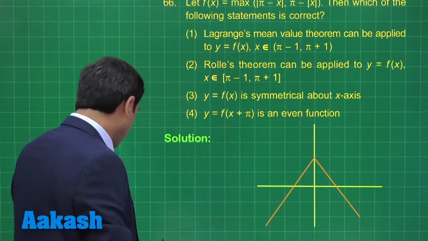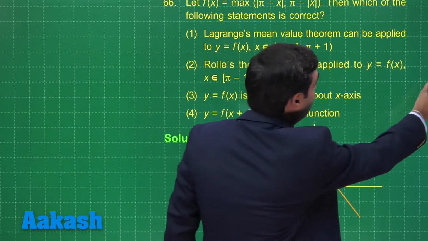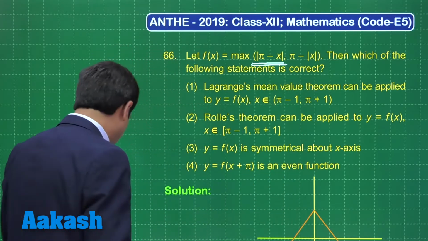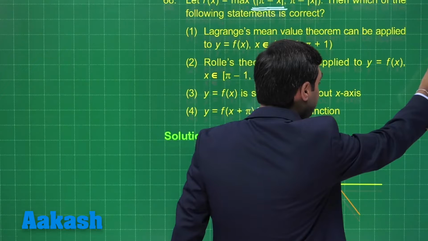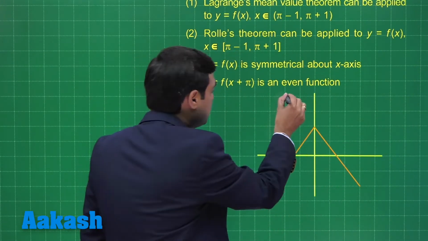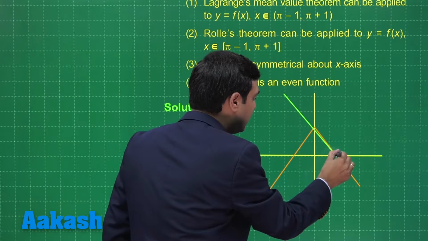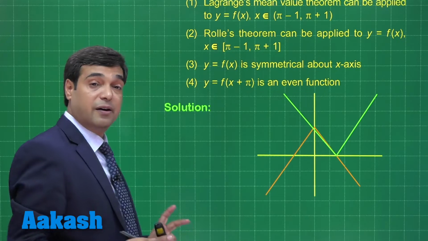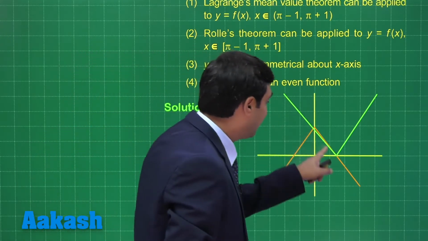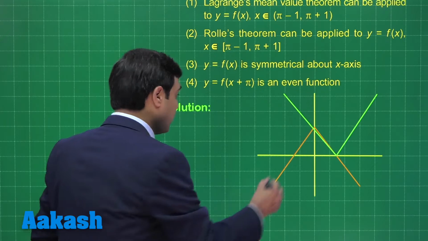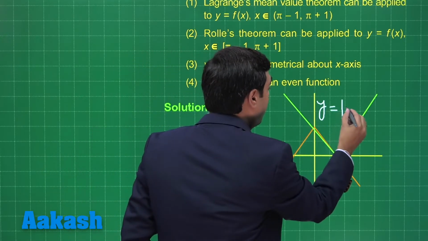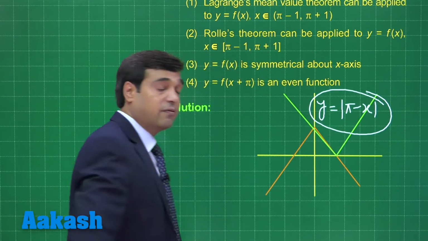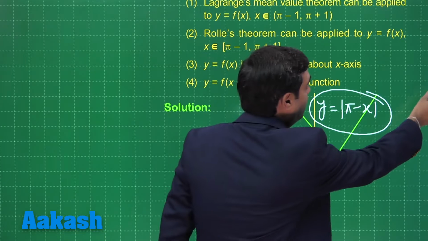Now consider the other function, |π − x|. You can simply draw this function from here. It goes like this, overlapping here, and then it goes this way, correct? Now what would be the final function? Clearly the final function is the upper of the two. So y equals |π − x| or |x − π| will be your final function. Now let's look at the four options.